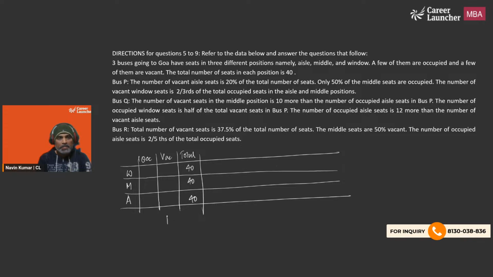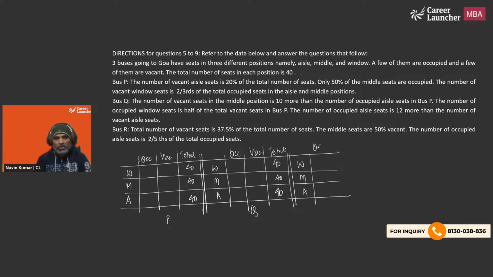Now this is for bus P. Now we are going to have the same one for window, middle, aisle, and then we are going to have occupied, and then vacant, and then total. This is going to be 40 each again, and this is for bus Q. Then we have window, middle, aisle. We have got occupied, we have got vacant, and then we have got total seats.